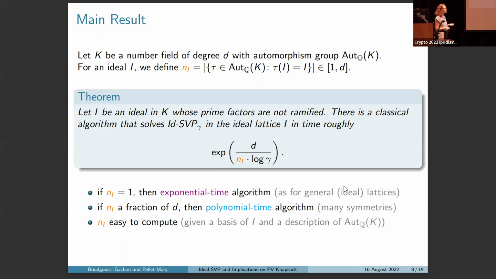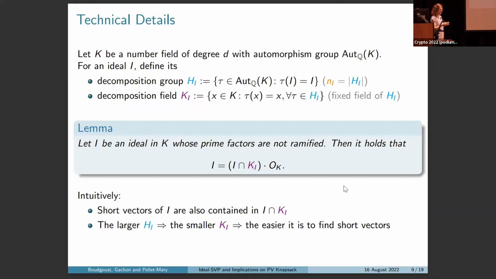And now, of course, it's relevant that it's easy to compute this Ni once you have a description of the ideal, like a basis, and a description of the group of automorphisms. And I think that's the last technical slide regarding the first contribution, where I want to give a little bit of intuition why many symmetries help to solve the shortest vector problem more easily.